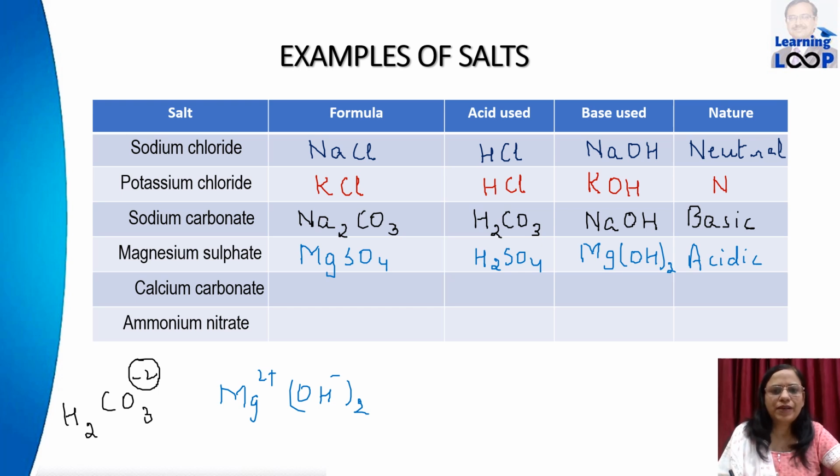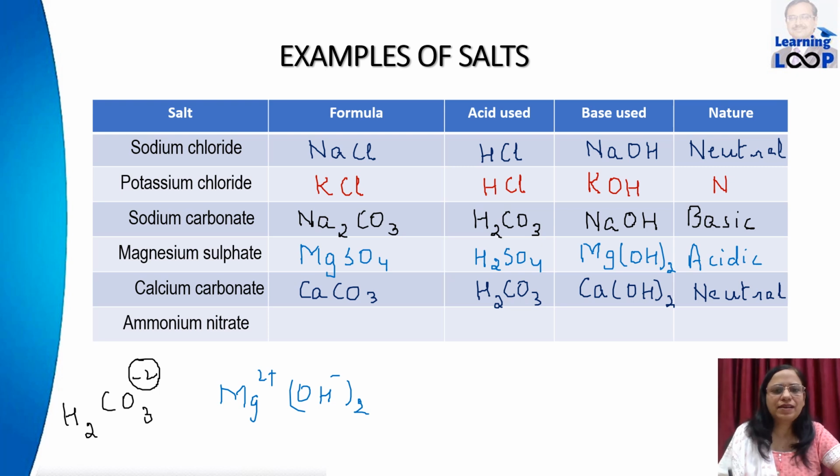Moving on to the next one. Calcium carbonate. It's CaCO3. That is the formula. Calcium will form the base and carbonate will form the acid. So we put an H2 here because again the valency of carbonate is -2. And with calcium we need to put OH twice because the valency of calcium is also 2. And we see that both the acid and the base used here are weak. And if both are weak, then also we get a neutral salt.